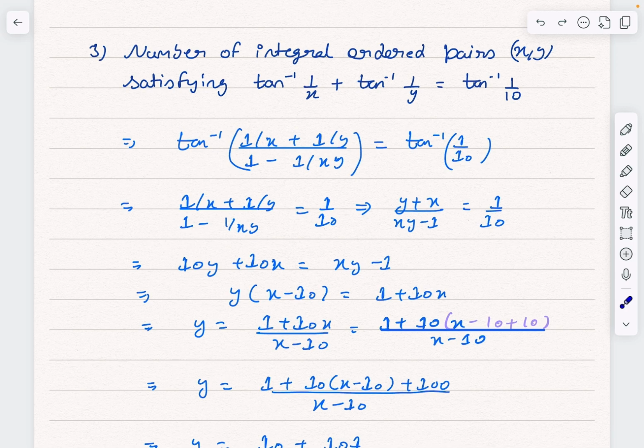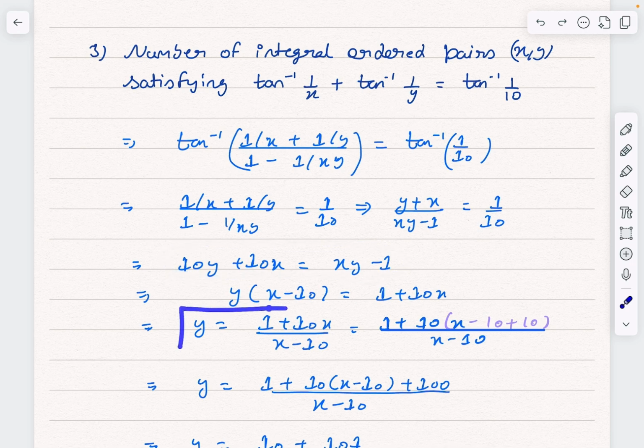So when you simplify, you get (y + x)/(xy - 1) equal to 1/10. Now, what you do is eliminate x or y in terms of the other. So I'm eliminating y in terms of x. You get y equal to (1 + 10x)/(x - 10). This technique is very, very important in all these kinds of problems when they ask for integral ordered pairs and you get some equation in x and y like this. This technique will always work.